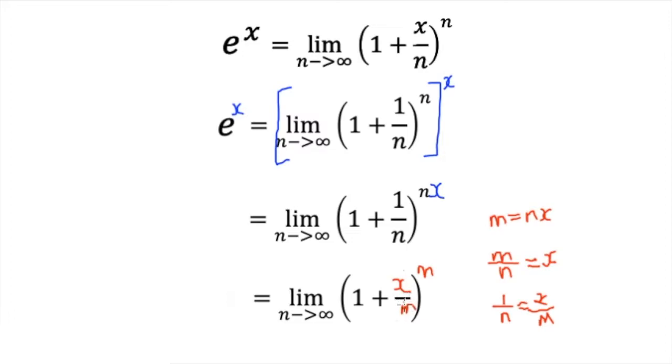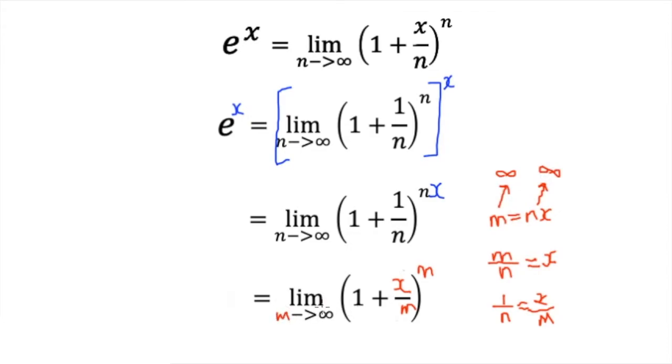Perfect. And then one last thing here, we've got to change our limit. We no longer have n going to infinity. If you look at our limit as n goes to infinity, what happens to m? Well, m's going to infinity as well because it's proportional to n. So as n goes to infinity, m's going to infinity as well. So we can write this as m going to infinity.